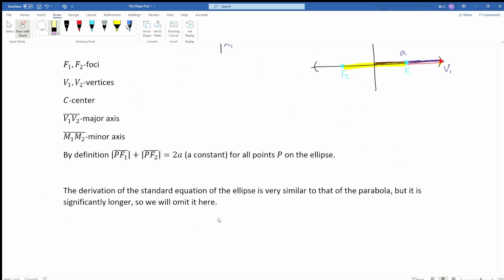Now, the derivation of the standard equation of the ellipse is pretty similar to what we did for the parabola, but the algebra is much, much longer, and we're going to omit it from this lesson, as it would take a lot more time to go through.